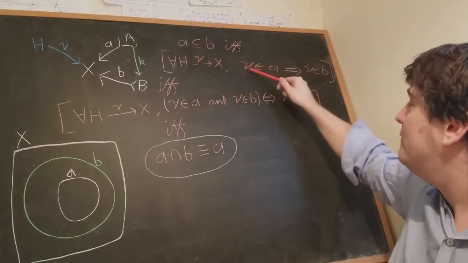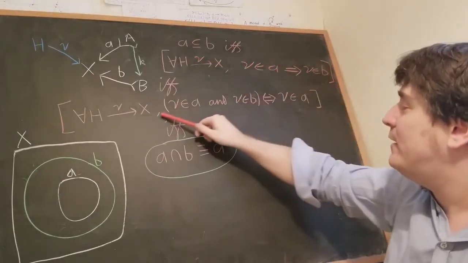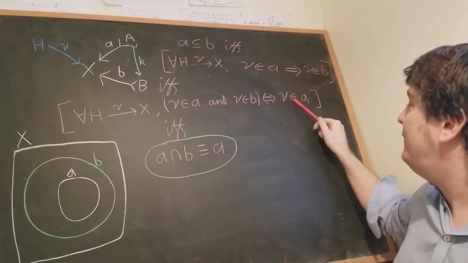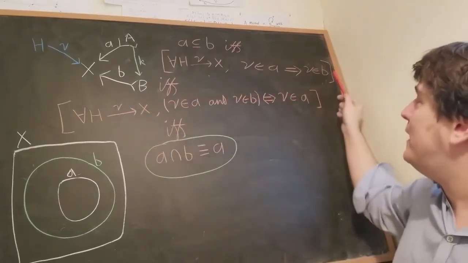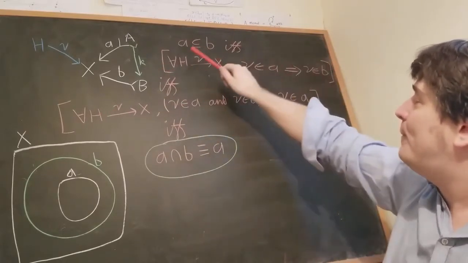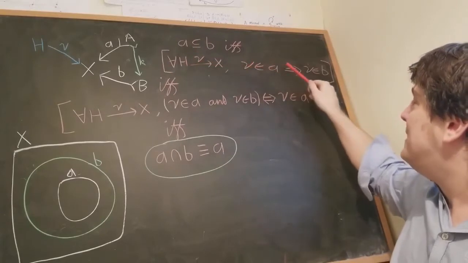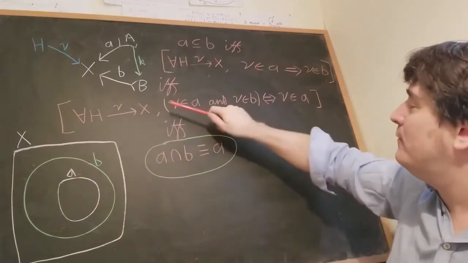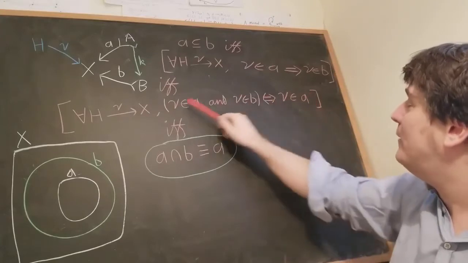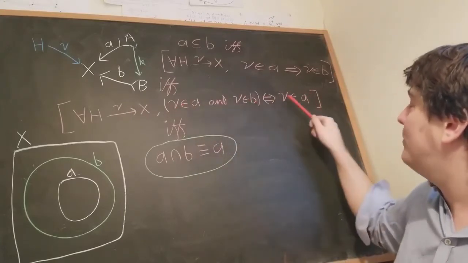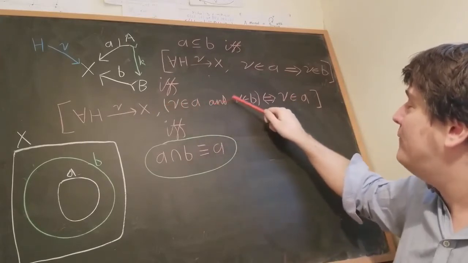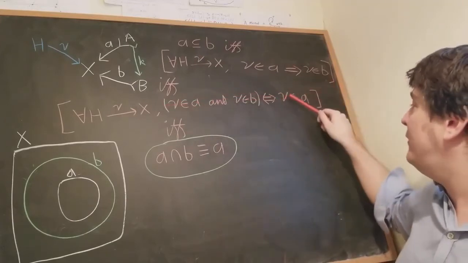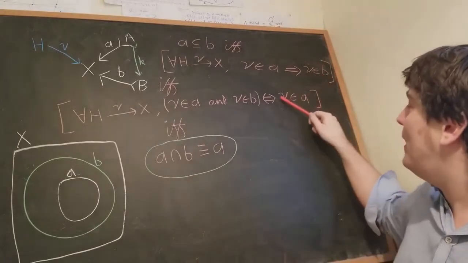Because this one says that V is in A implies V is in B. And this statement says V is in A and V is in B happens if and only if V is in A. So let's just show that these two things are equivalent. Let's suppose this one: we'll suppose that V is in A implies V is in B. Suppose that's true, and we want to prove this statement at the bottom here. So we want to prove that this implies this and that this implies this. Well, obviously, this implies this, because if V is in A and V is in B, then obviously V is in A. So we've got that this statement on the left implies this statement on the right. How do we go the other way around? Well, suppose V is in A.